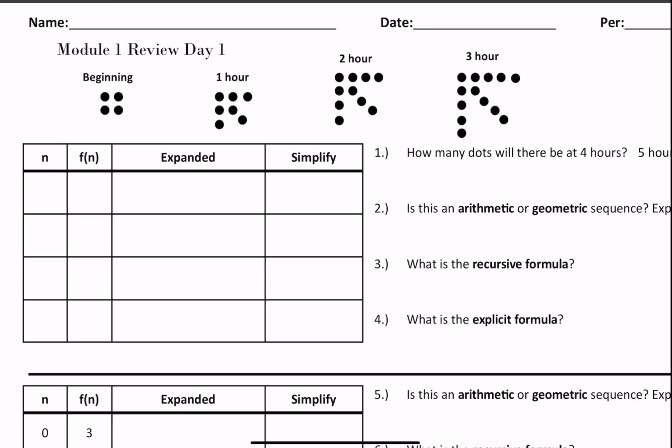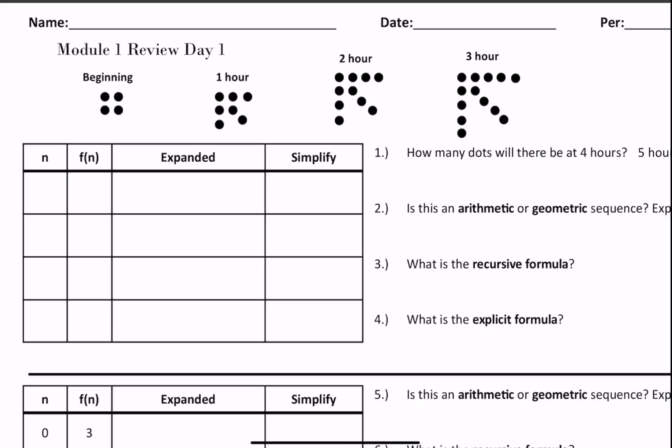Okay, so here's the day one module review. I am going to try and make it as short as possible, which means I will be going really fast when I talk, but remember, we've done this before. So if you need to zip through parts that you understand and only go to the parts you don't understand, awesome.